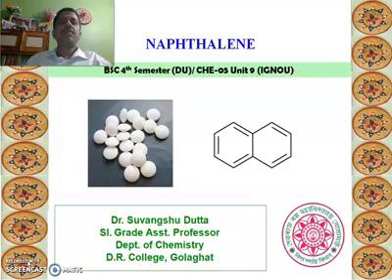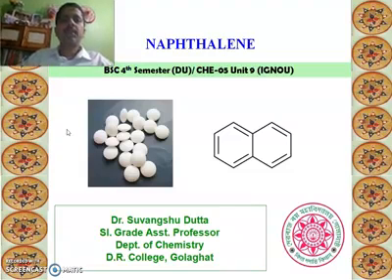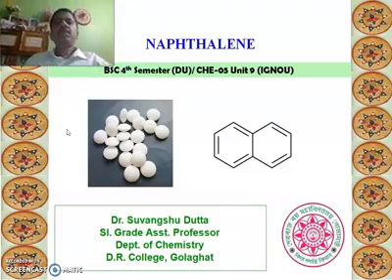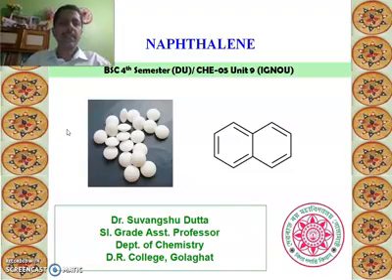Naphthalene, you may see the naphthalene balls as I have shown in the picture. We generally keep these naphthalene balls in our almirahs where clothes are kept for long times. This is because of this fragrant smell, because the molecule is aromatic. Besides this, naphthalene is a polynuclear hydrocarbon. That means more than one nucleus is there. The two benzene nuclei are here.